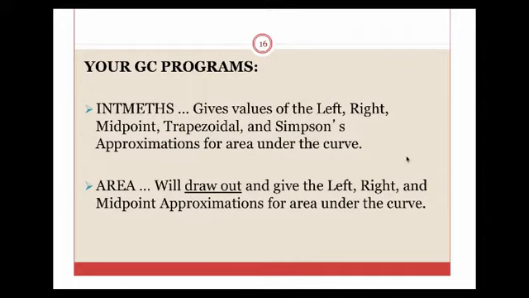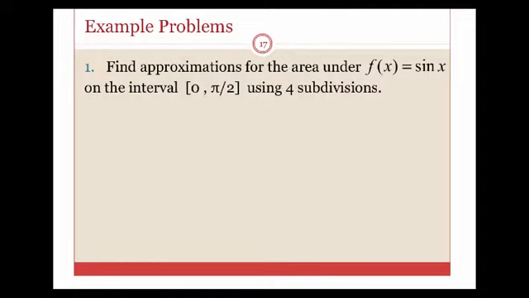Okay, so you should have these on your handout. And the first one we're going to look at, and I have my graphing calculator up here, so you guys will see exactly what you should be seeing on yours. All right, so this is the first one we're going to tackle. Find the approximations for the area under the curve y equals sine of x. We're just talking about the interval from 0 to pi over 2, and we want to use 4 subdivisions. Now what that means when we say 4 subdivisions, think 4 rectangles, okay?